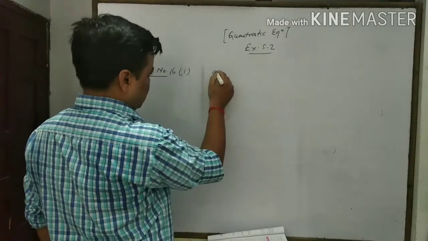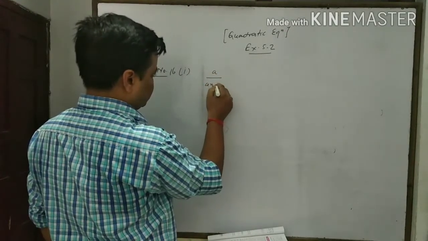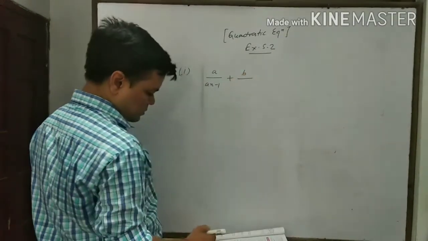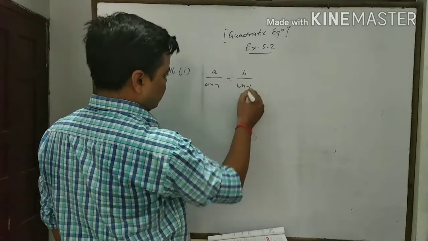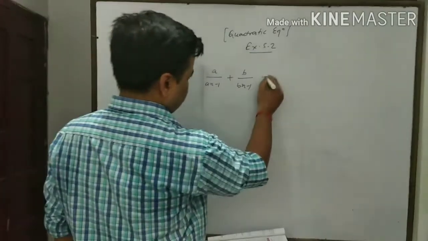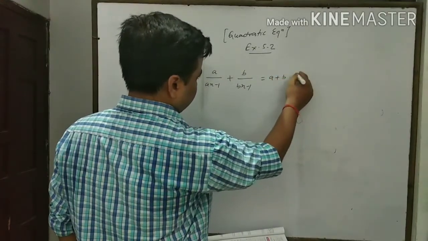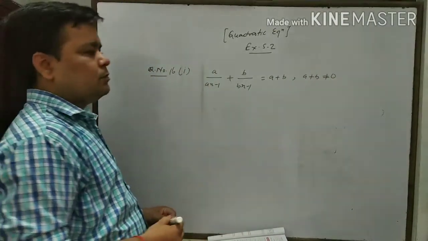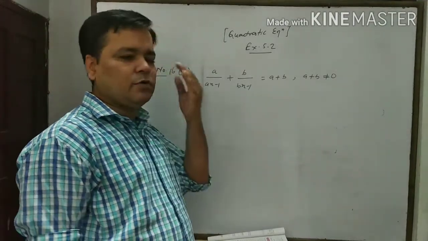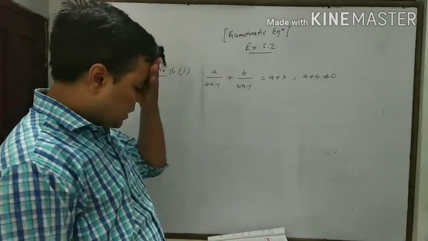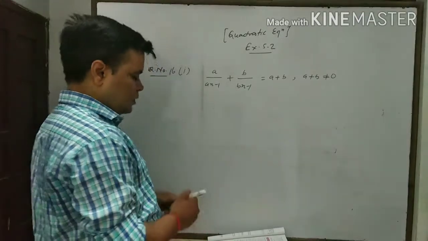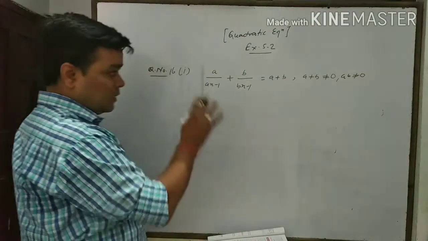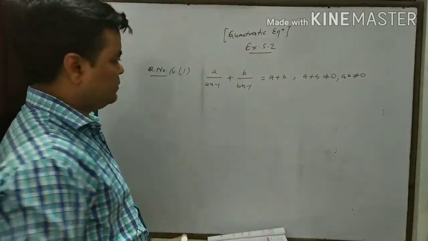Question number 16 first. What is the question? The question is a upon (ax minus 1) plus b upon (bx minus 1) is equal to a plus b, and it is given that a plus b is not equal to 0. It means the sum of a and b is not equal to 0, and the product of a and b, ab, is also not zero. And in this situation, we have to find the value of x.